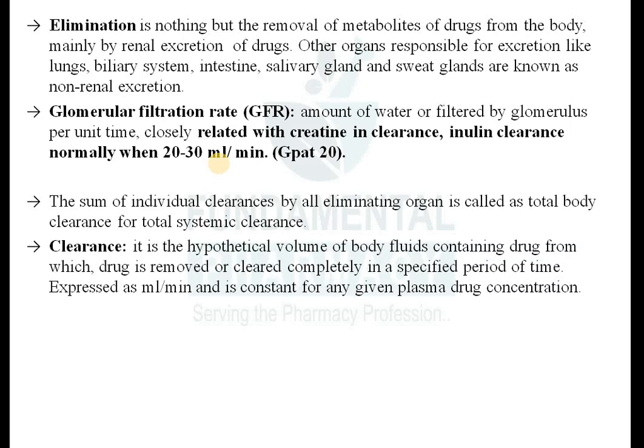Is that clear? The sum of individual clearances by all eliminating organs is called total body clearance. Clearance of drug from the kidney, from the lungs, and from other body parts like the salivary gland, intestine, and bile duct. The total sum of these clearances means elimination, so clearance means elimination. The sum of all clearances by individual organs is known as the total systemic clearance. Is that clear?